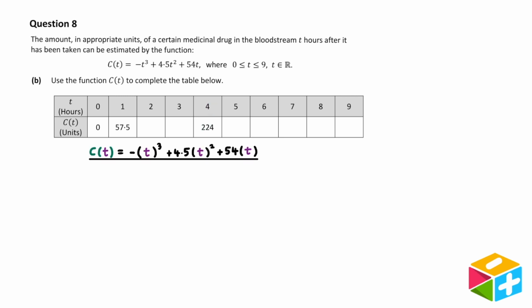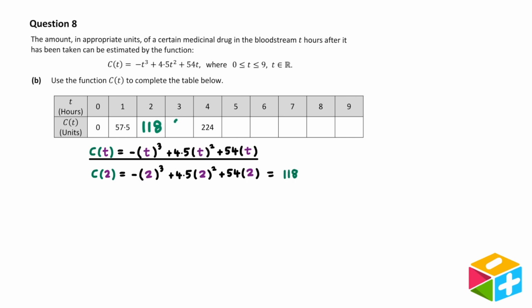Our function is that c of t is equal to minus t to the power of 3 plus 4.5 t squared plus 54t. Our first blank is underneath t is equal to 2. To find this, we will sub in t equal to 2 into our formula. This gives us minus 2 to the power of 3 plus 4.5 times 2 squared plus 54 times 2. Doing this in our calculator gives us an answer of 118. So this is what we'll write into the box underneath the 2.